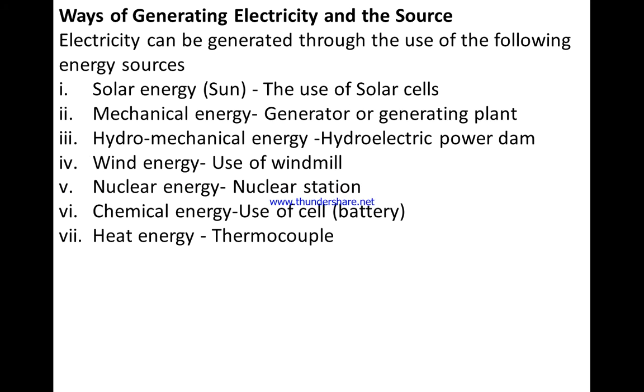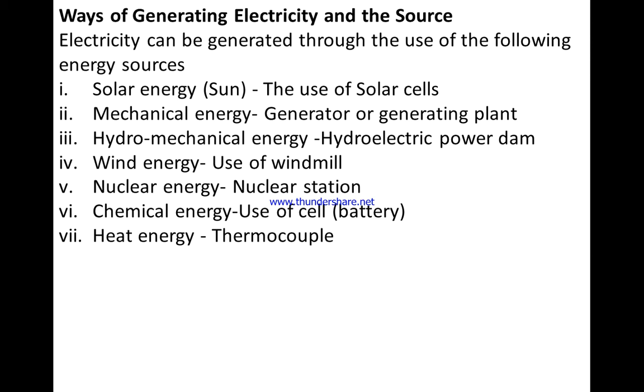Now, let us first of all look at the ways of generating electricity and the sources. Electricity can be generated through the use of the following energy sources, that is, the solar energy. We can use what we call photovoltaic cells or solar cells, which trap sunlight energy, converting it to electricity to generate a quantifiable amount of electricity, at least enough electricity to power a whole building. Also, we have the mechanical energy, which is converted to electricity through a generating plant or a generator. This also produces enough electricity to power even a small city.